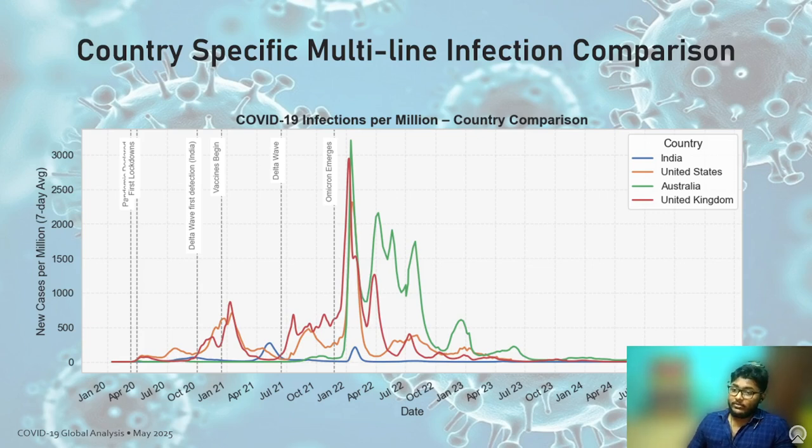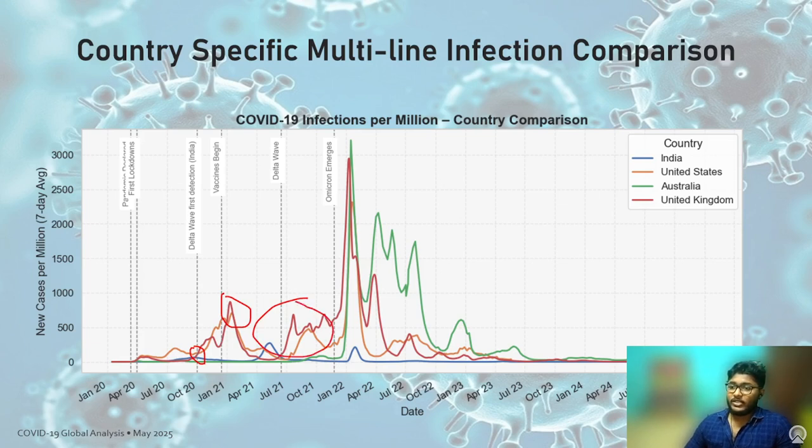The Delta wave, which emerged in India in early 2021, you can see here, there is a slight peak for India here, shows a visible surge for India, while the Omicron wave at the end of 2021 led to a very sharp spike for all countries, right here, and also over here.